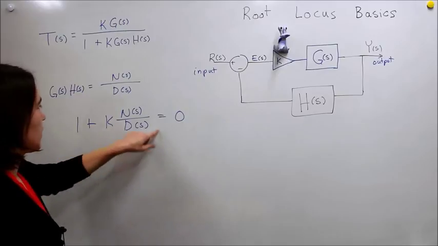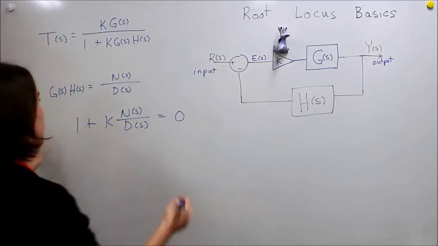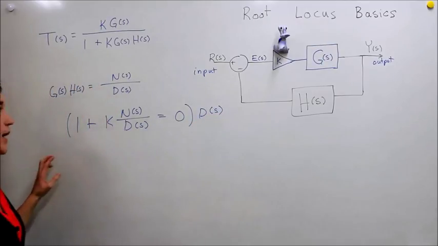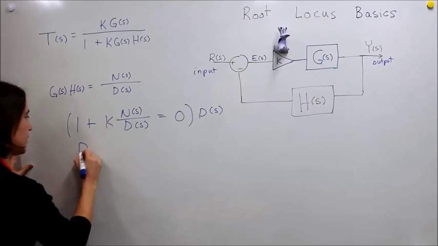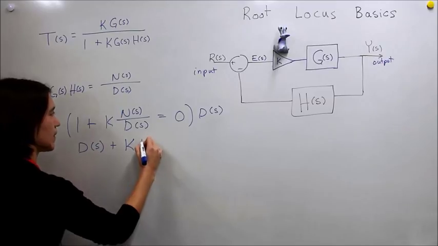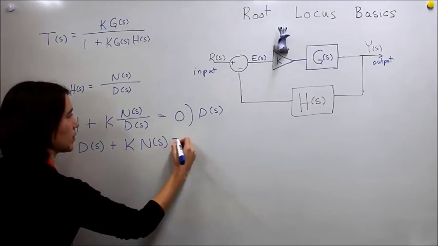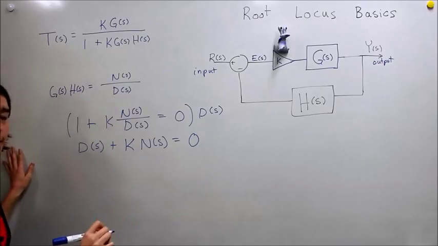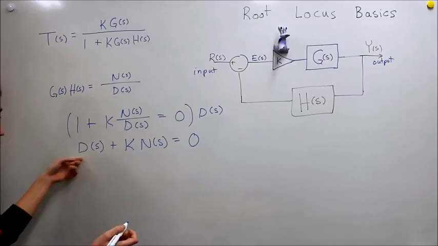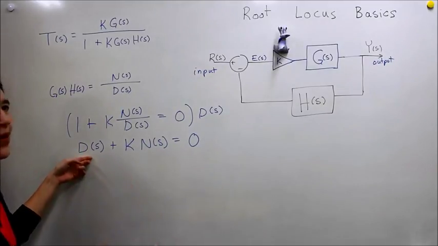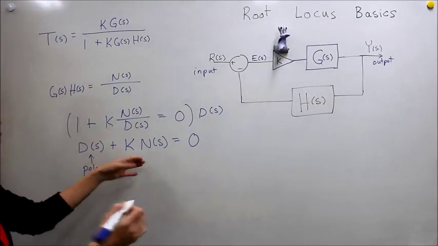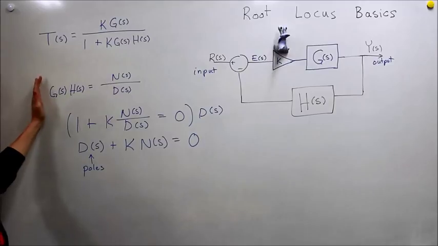Now, we usually want to get rid of any s's in the denominator, so we can multiply this whole expression by D of s. Then we can solve it here. So here we have our 1 plus k times N of s equals 0. And remember our denominator here, these would be the poles of the system, and the numerator represents the zeros of this system.